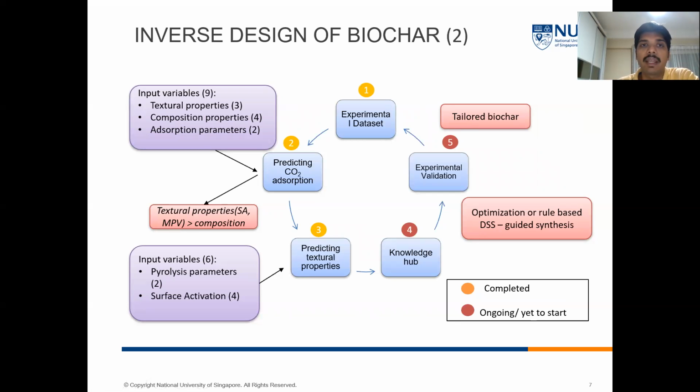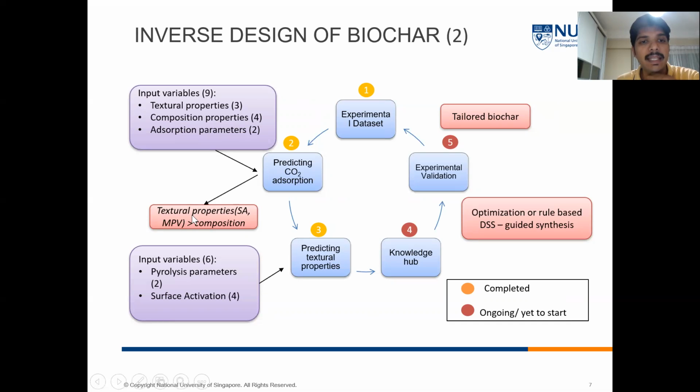The second work that we are involved in deals with the inverse design of biochar for determining predetermined CO2 adsorption capacities. In this work, we also sourced experimental data, which had the input variables, including the textural properties of the biochar, compositional properties of the biochar, and the adsorption parameters, which are basically the temperature and the pressure at which adsorption takes place, and corresponding to which we had the amount of CO2 adsorbed by the biochar. So we used this data to develop machine learning models so that we could predict the CO2 uptake based on these input features. And this was the first phase of this second work that I'm describing now.